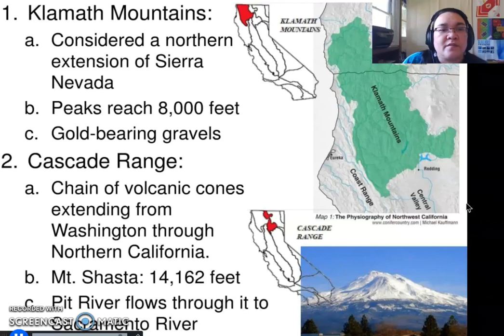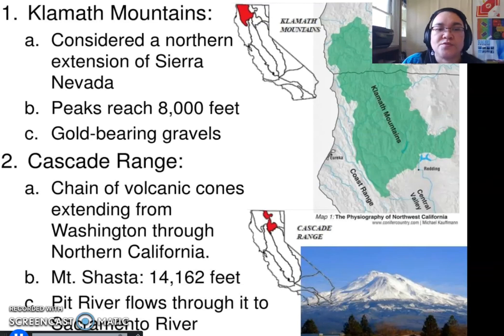The first geomorphic province I want to talk about is the Klamath Mountains. They are considered a northern extension of the Sierra Nevada, and peaks will reach up to 8,000 feet. They also contain gold-bearing gravels. The Cascade Range is a chain of volcanic cones extending from Washington down south through Northern California.